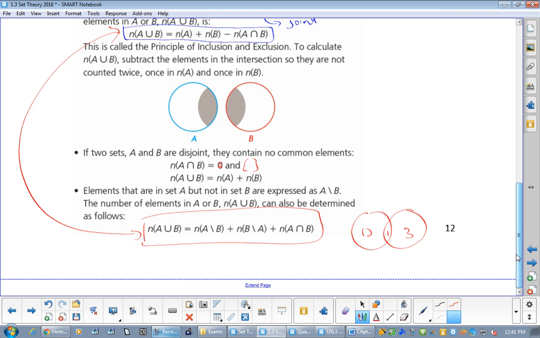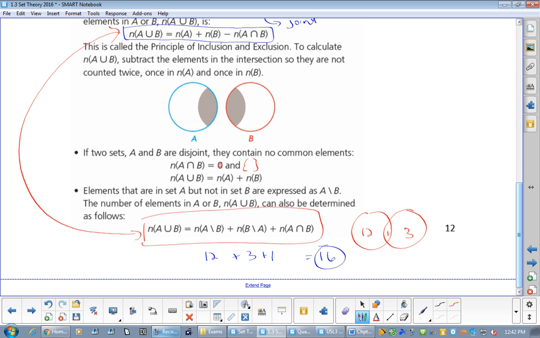So you could say, well, what is the number of A that's not B? Oh, that's 12. And what is the number of B not A? Well, that's 3. And what's the number of A and B? That's 1. And then you get your 16 that way. Okay? So does everybody see how those two formulas are the same? You just come about them at a different point.